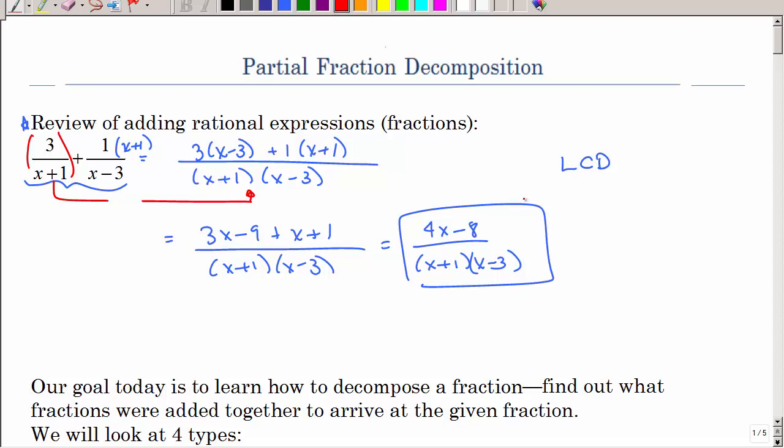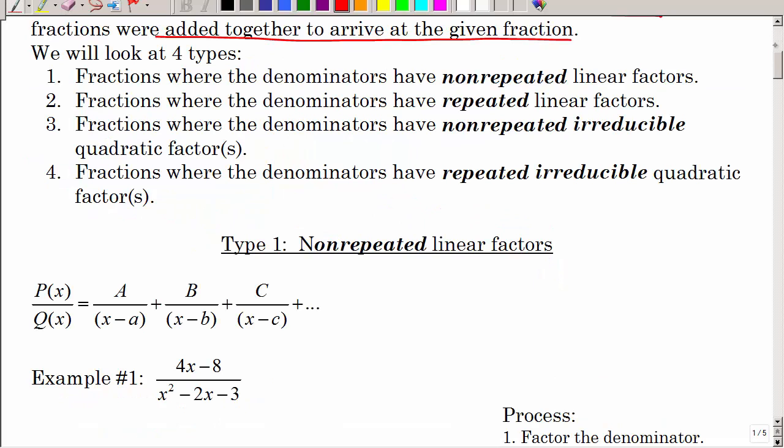Today, we're going to take this fraction and decompose it, as in find out which fractions were added together to arrive at that fraction, meaning we're going to go backwards and figure out how we could find out where it came from. We're going to look at 4 different types.